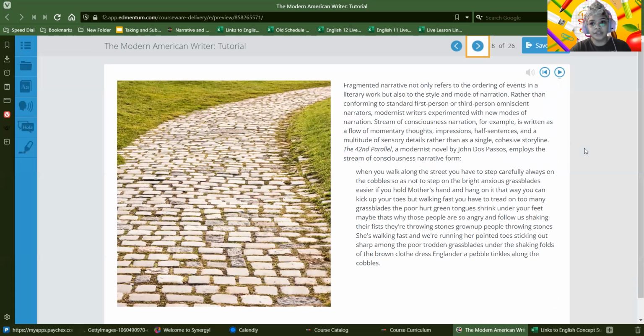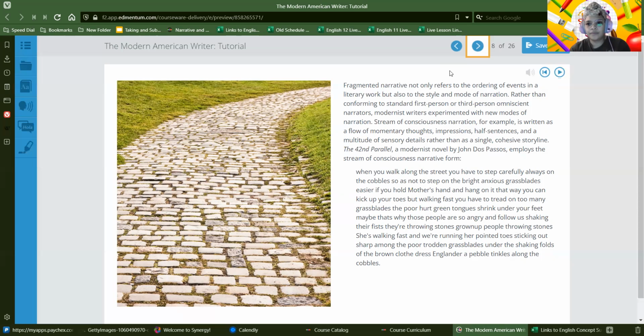Stream of consciousness is another thing that happened at this time. So fragmented narrative isn't just the order of events, but it's also the mode of narration. So narration is who's telling the story. The mode of narration is how the person is telling the story. So as you know, there's first person, second person, and third person. First person is I, second person is you were doing something. The story is telling you what you're doing. And third person is he or she. So stream of consciousness is something that actually came out of this.